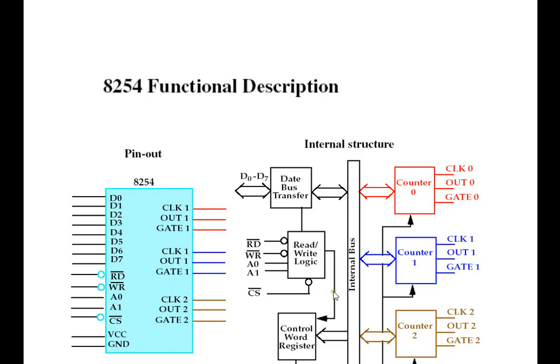The read write logic generates a signal and moves it to the control word register. The control word register is also connected with the internal bus. Then the control word register generates a pulse and sends it to counter 2, counter 1 and counter 0 for their work. That's how the internal structure of the 8254 works. Now moving to the next.